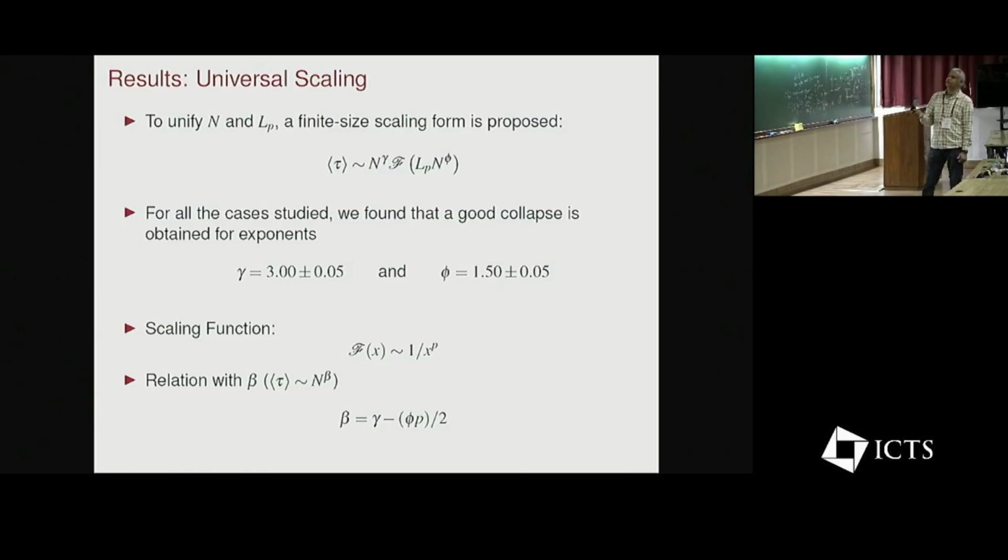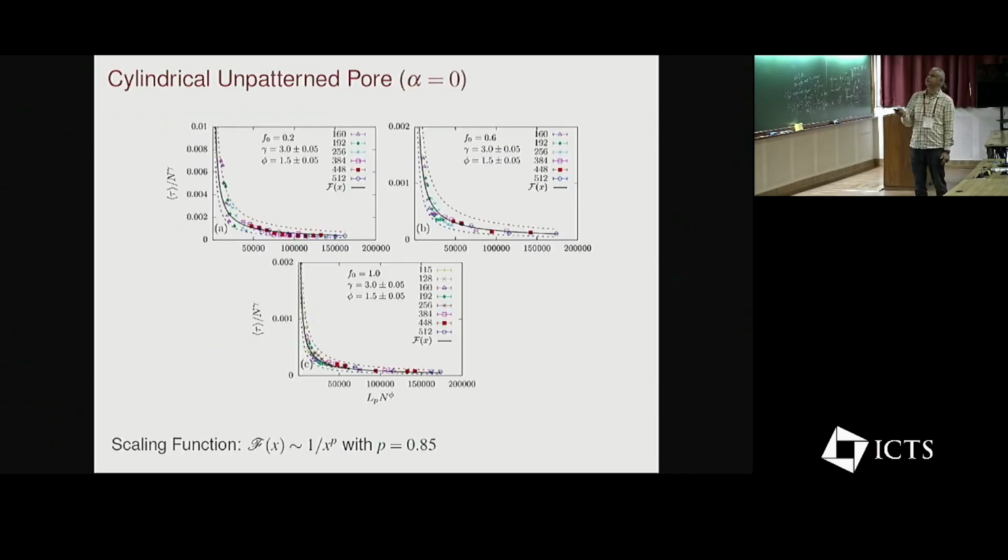translocation across all geometries. To unify N and LP, we propose a finite size scaling form, and we found that for all cases we have studied, there is a very good collapse obtained for these two exponents, gamma and phi, where the scaling function is just a power law scaling, from which beta can be written. Now let me show the results.